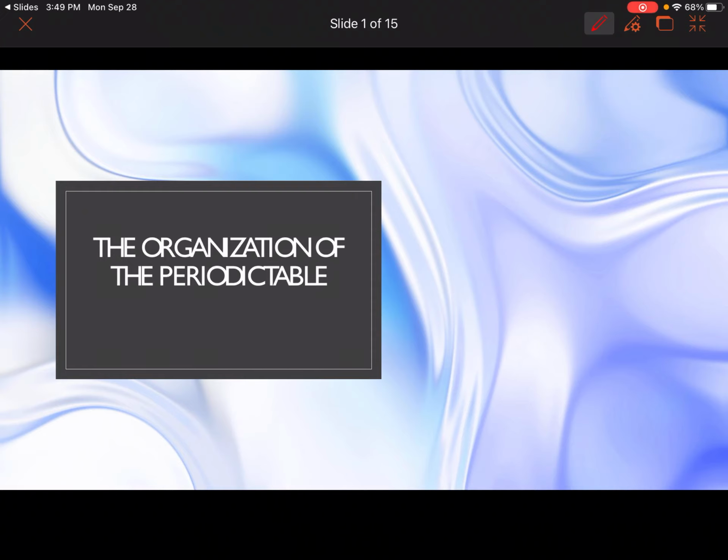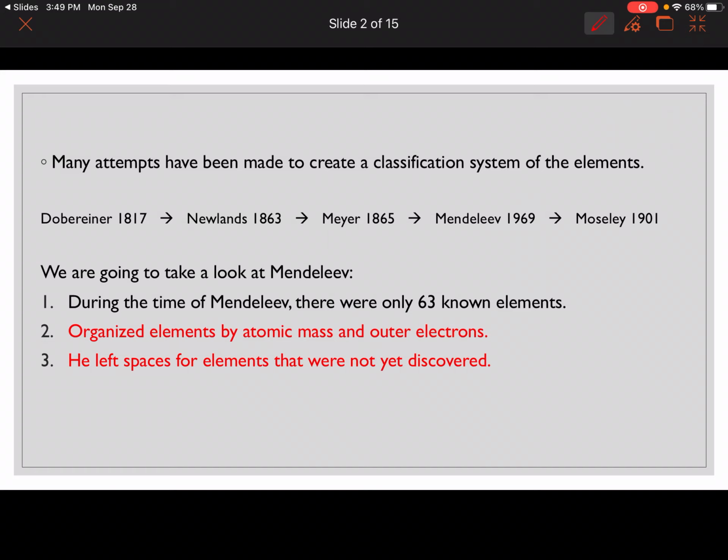Hello, grade 9s. Today we're going to be talking about the organization of the periodic table. Right across the top of your page, you should have these words, so just follow along. And as per usual, anything in red, like down here, you need to copy down into your notes.